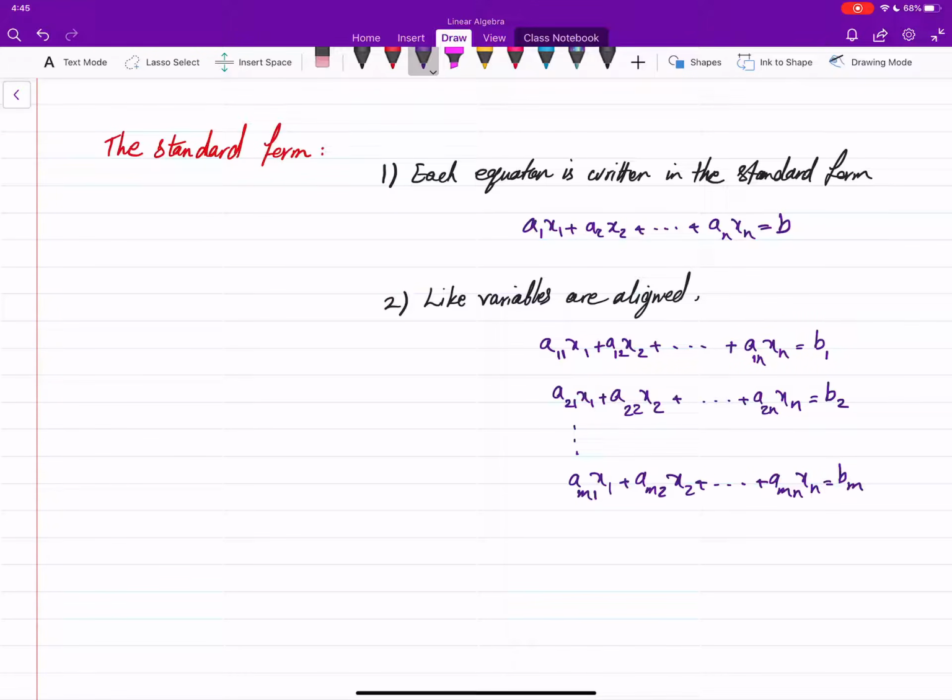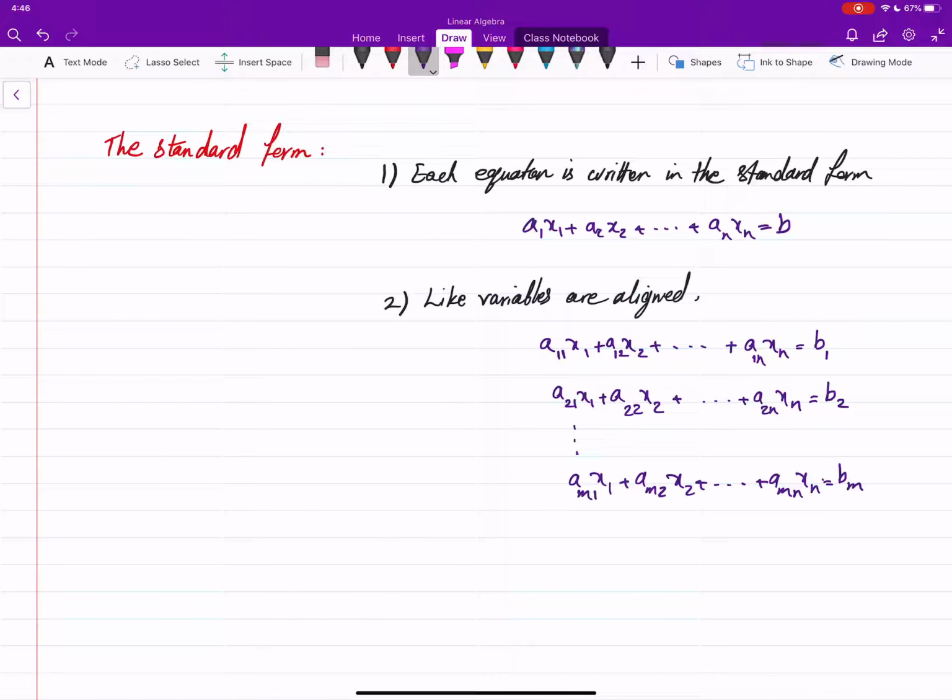And that is what we mean by standard form. All the equations are written in the standard form. The like variables from different equations are aligned, and another thing, the equality and the constant terms are also aligned. So that's what we have there.